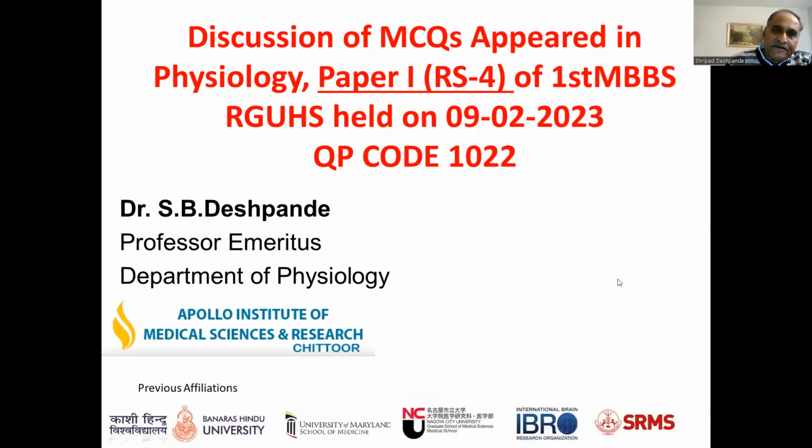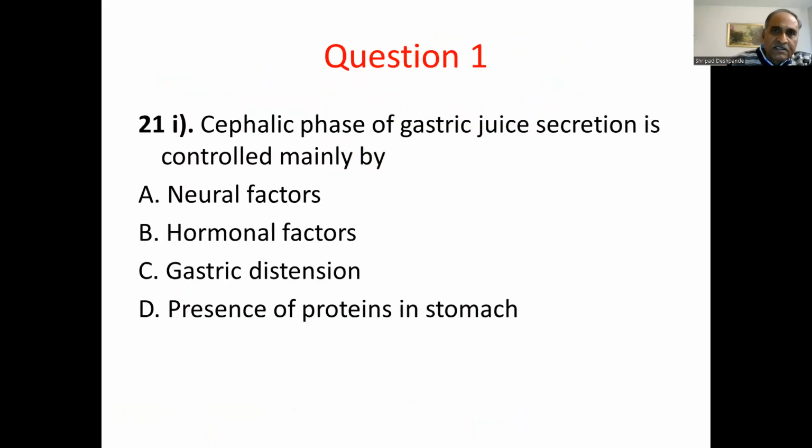Today I am discussing the MCQs that appeared in the Physiology Paper-I, code RS4, of the first MBBS examination of Rajiv Gandhi University of Health Sciences, Bengaluru, held on 9 February 2023. The QP code is 1022.